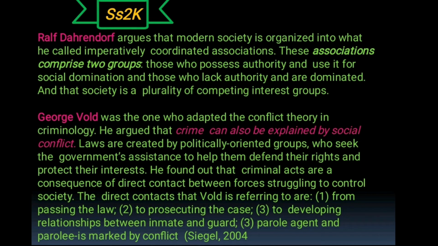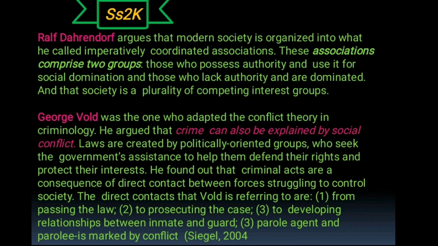According to Ralph Dahrendorf, modern society is organized into what he called imperatively coordinated associations. This association is comprised of 2 groups, those who possess authority and use it for social domination, and those who lack authority and are dominated. Yung naaapi at yung nang-aapi na gumagamit ng authority, sabi naman ni Ralph Dahrendorf, yun po yung dalawang bumubuo sa ating society, no? And the society is a plurality of competing interest groups. Yan. So kung makikita nyo, meron pa ring conflict, no? Ano ba yung conflict na tinatawag nyo? Yung hindi pagkakaintindihan between the upper class and the lower class.